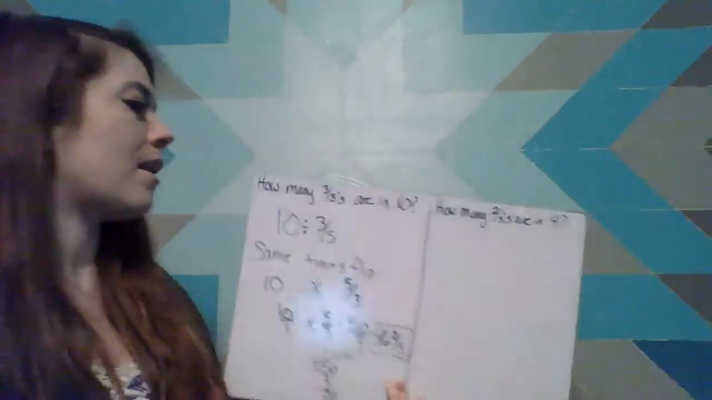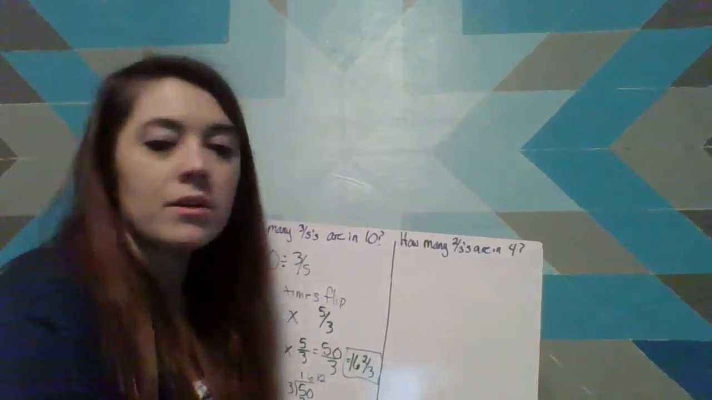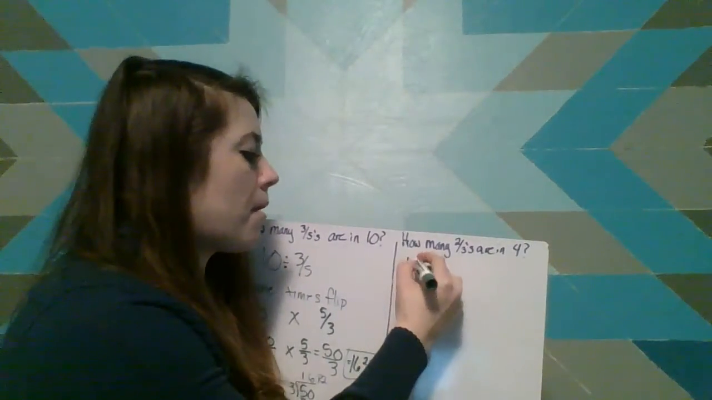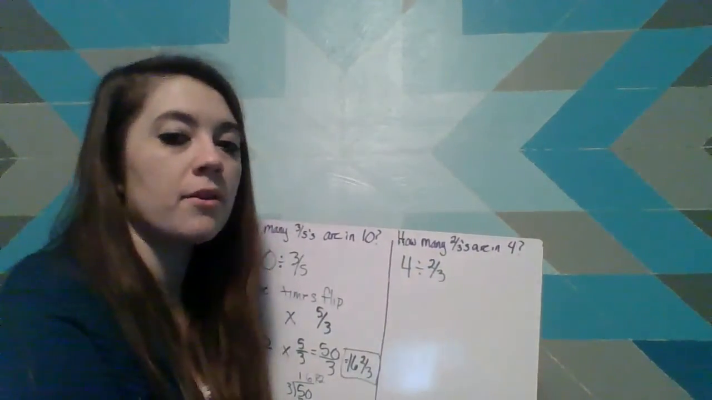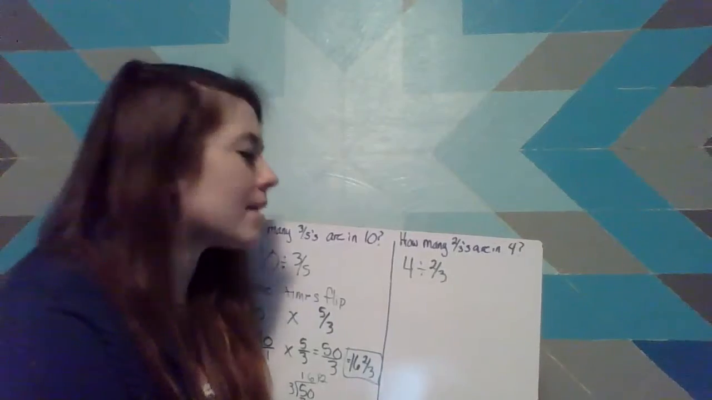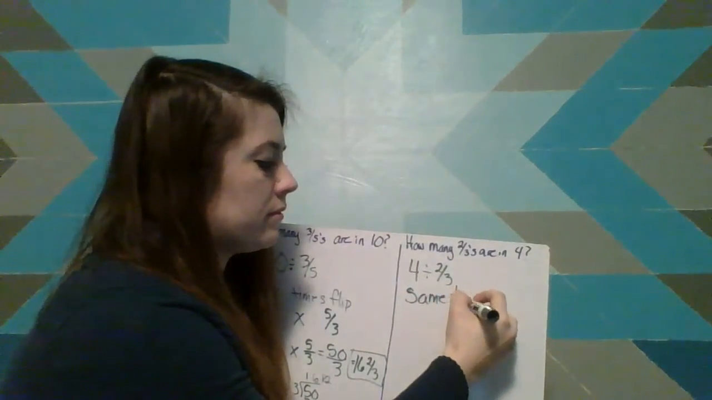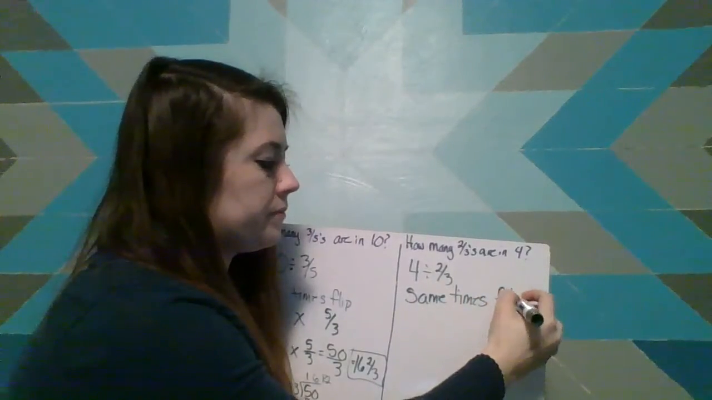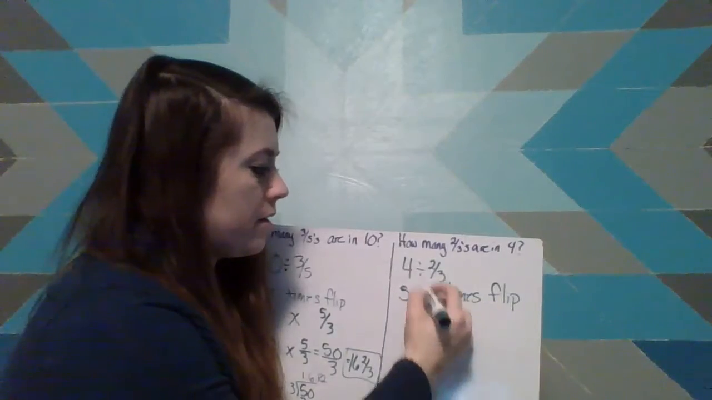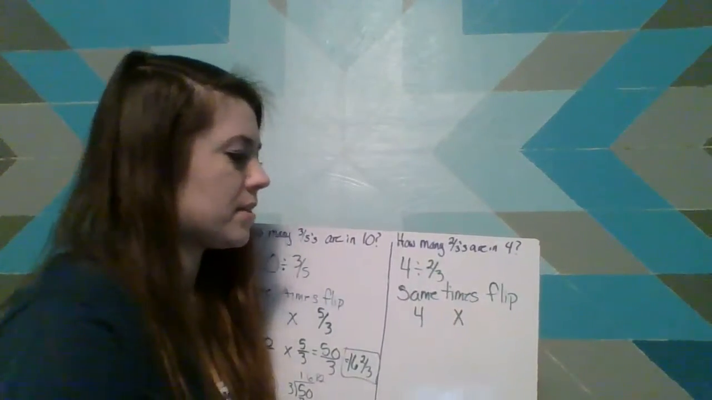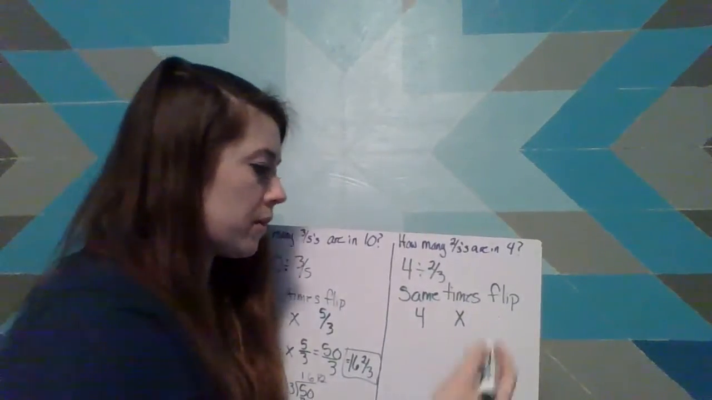All right, and our last problem for today. We have how many 2/3 are in 4? So we rewrite our problem as 4 divided by 2/3. What's my lovely little phrase I keep saying? Same times flip. All right, so what stays the same is the 4. We change the division to times, and we flip the 2/3 or find the reciprocal.